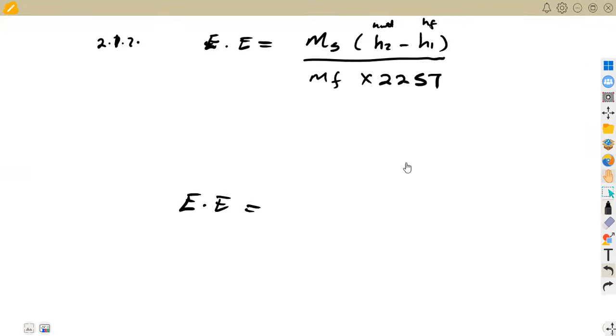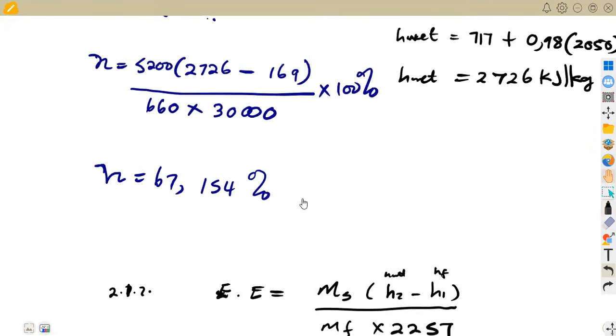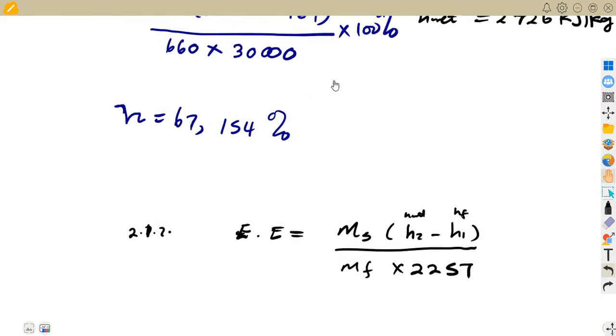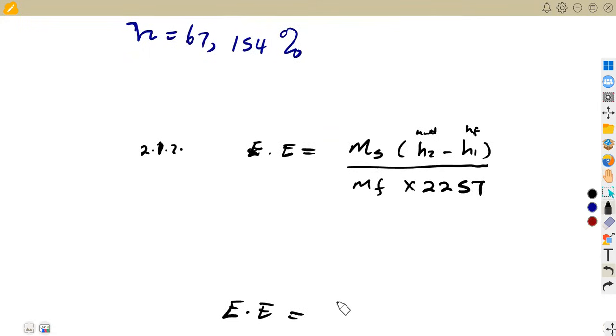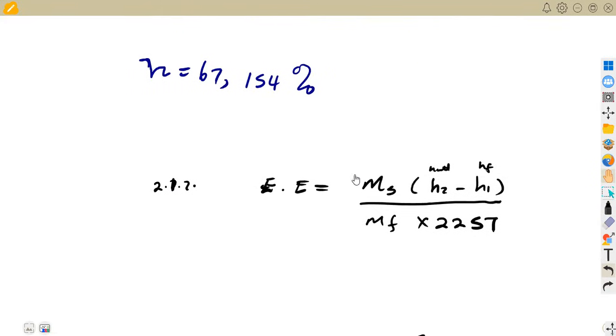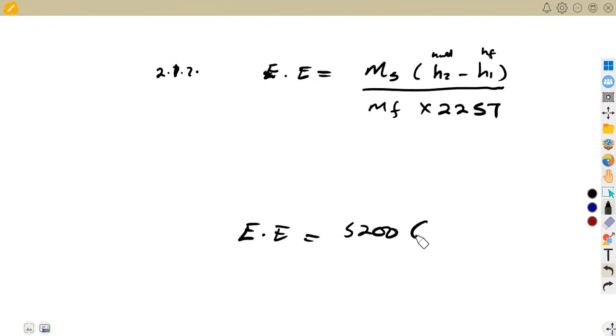So the mass of steam, mass of fuel, everything, as you can see, we calculated this. We have got mass of fuel, mass of steam, 5,200 and so forth. All these values we have. So this is going to be 5,200 into, or you can just have a bracket there, H2 minus H1. It's just a repetition of what we did here. So remember, our H2 was 2,726 minus H1, which was 169.